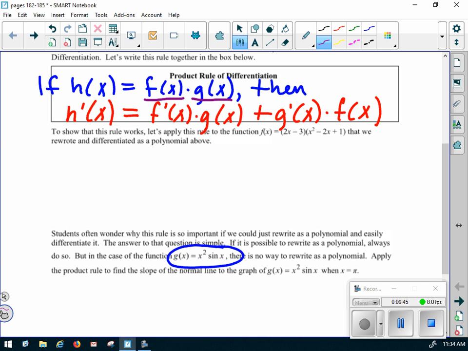Now, I'm going to show you how that would work on that problem that we looked at the very top. Now, what I want you to do, mark out that f of x and just put h of x. Now, we're going to call this binomial right here f, and this trinomial here is going to be g.